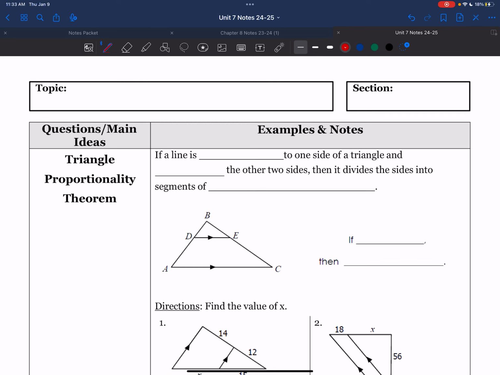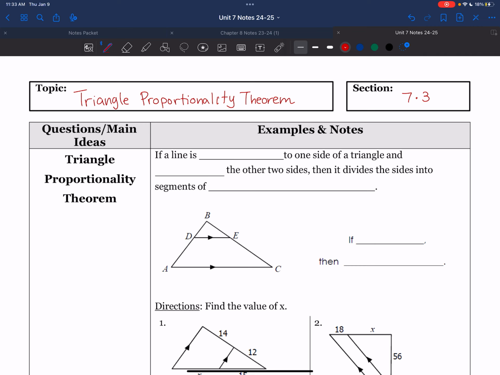All right, guys, so in this video, we're going to be covering section 7.3, which covers triangle proportionality theorem. In this section, we have a couple things that we're going to be covering.